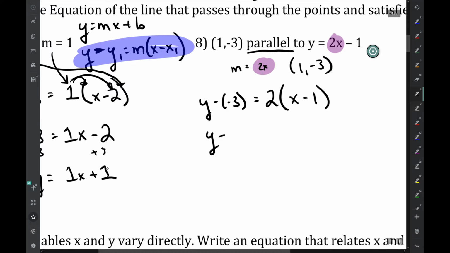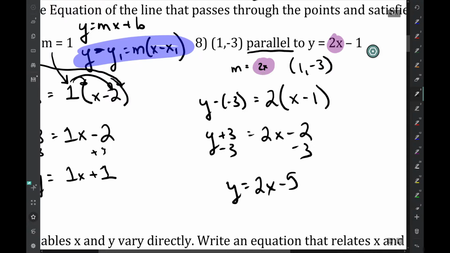Okay, this makes it y plus 3 equals 2x minus 2. We subtract 3. We have y equals 2x minus 5. Okay, that's the idea with that one there.